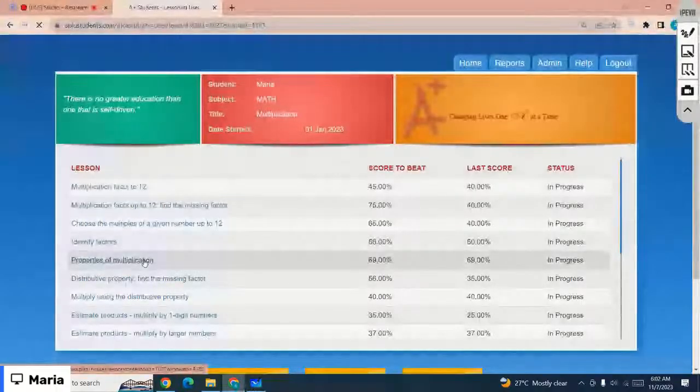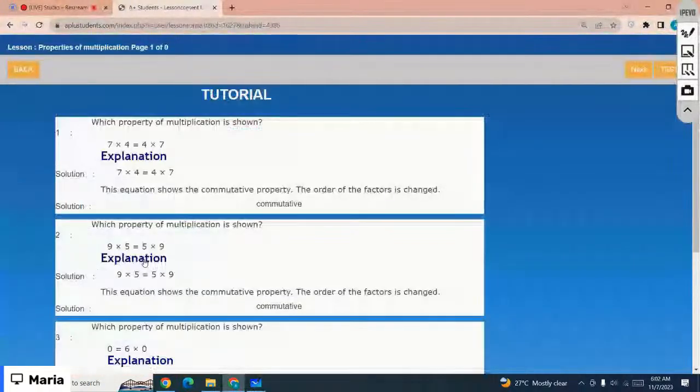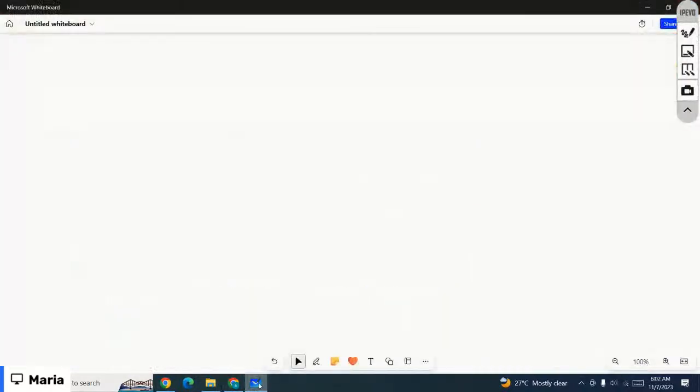Here I am on grade 4 mathematics. The chapter we're working on is multiplication. So I'm going to write down the multiplication properties in the notebook. You can note them down. So the first property of multiplication is commutative property. So what is commutative property?